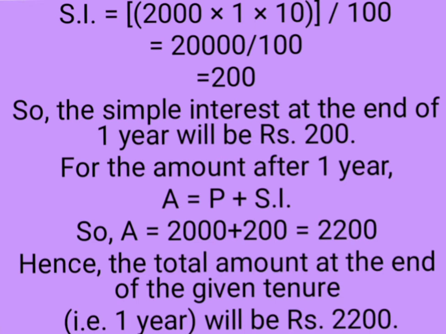And for the amount, the formula is given. I have told you earlier also that amount is equal to principal plus interest. So the amount after 1 year will be P plus SI. The principal here is 2000 and the simple interest we have taken out earlier, as you can see, is 200. So 2000 when added with 200, we will get 2200. Hence the total amount at the end of the given tenure, or you can say year or per annum, will be 2200, because 2000 was the principal amount and 200 was the interest. So the total money will be 2200.